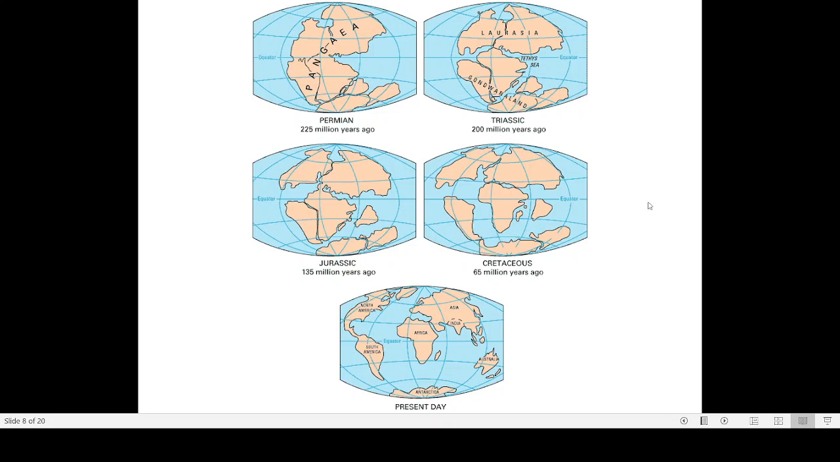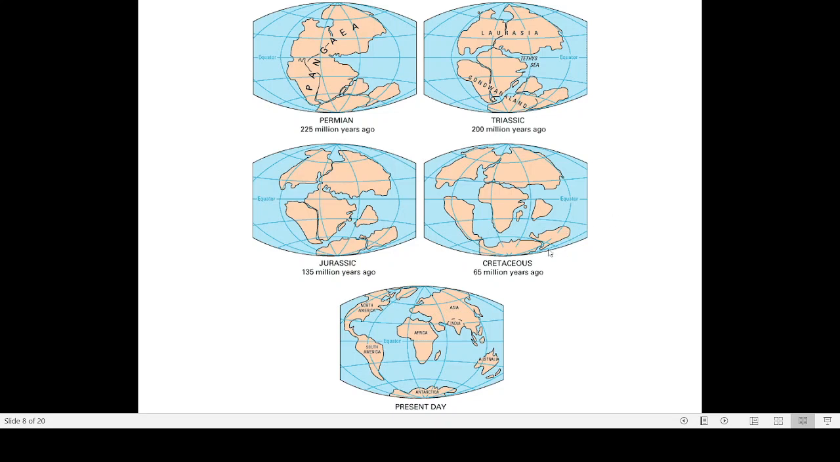So here you can see that this is around the Jurassic period. The Jurassic period is a period when dinosaurs were living there. From 135 to 65 million years ago, it was the age of dinosaurs.